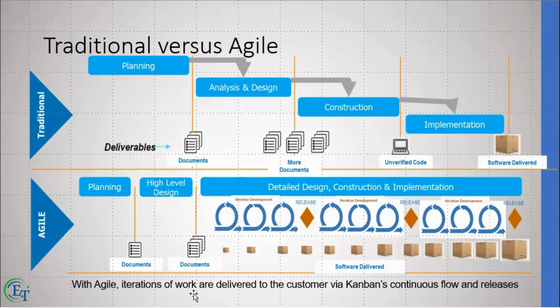And each iteration of the work is then delivered to the customer via Scrum or Kanban, continuous flow, and releases. So that's the basic difference between waterfall and agile: the continuous releases and continuous flow of value versus one big bang delivery at the end of the whole project life cycle.